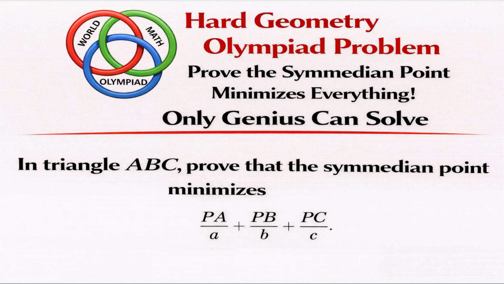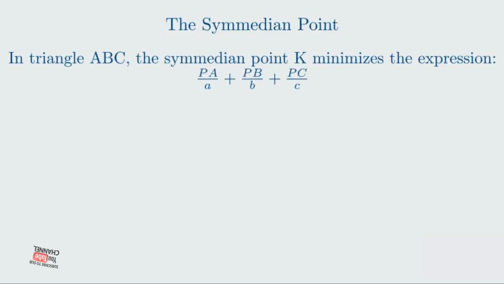Hello! Today, we're going to explore a fascinating theorem in geometry related to the Symmedian point of a triangle. Our main goal is to understand and prove the following statement. In any triangle ABC, the Symmedian point, which we'll call K, is the unique point that minimizes the value of the expression PA over a plus PB over b plus PC over c. Here, P is any point inside the triangle, PA, PB and PC represent the distances from P to the vertices A, B, and C, and a, b, and c are the side lengths opposite to those vertices, respectively.